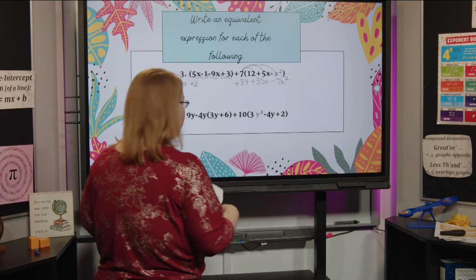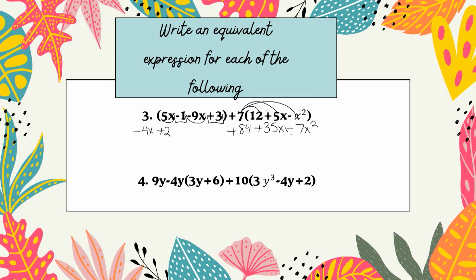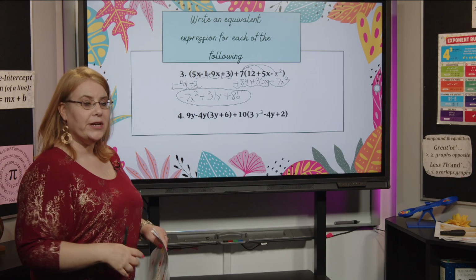I want to go ahead and put like terms together. So here we go. I only see one with an x squared. This one and this one have an x, a constant, and a constant. So I have negative x squared plus negative 4x plus 35x is going to be plus 31x. 2 plus 84 is going to give me a plus 86. So here is my equivalent expression.